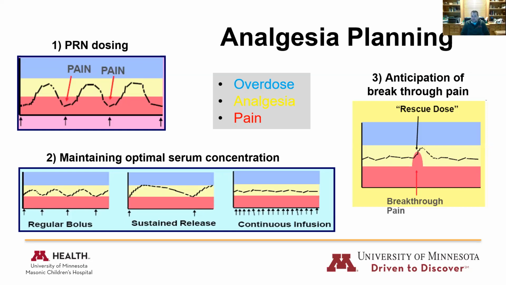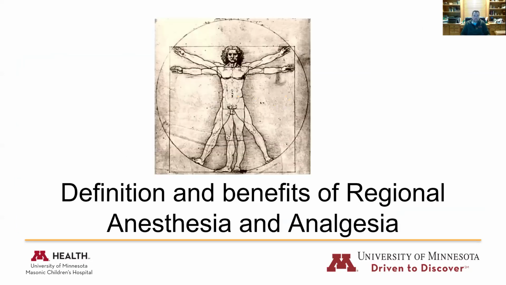So the combination of using continuous measures such as a regional anesthesia infusion, plus having backup medications available that allow us to treat breakthrough pain, seems to have the best outcome to keep the patient as comfortable as possible throughout the process. All right, I will talk about regional anesthesia and analgesia at this point in time.